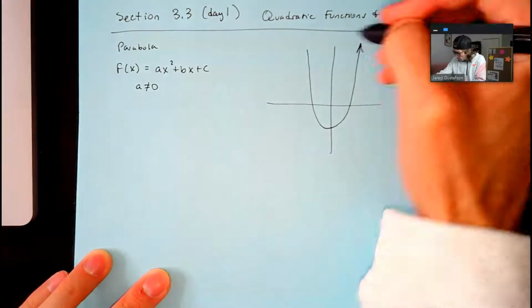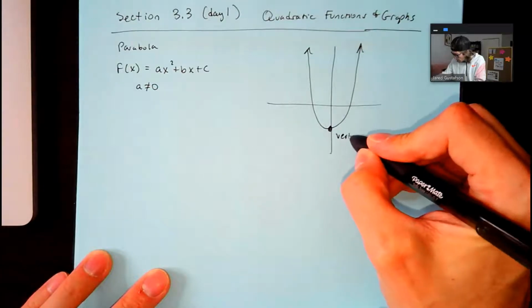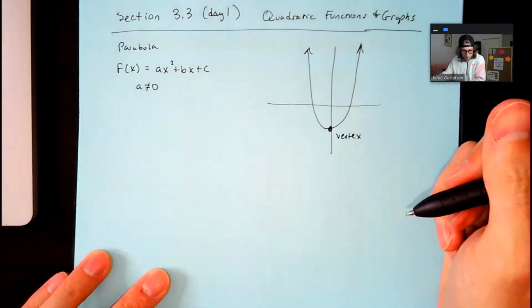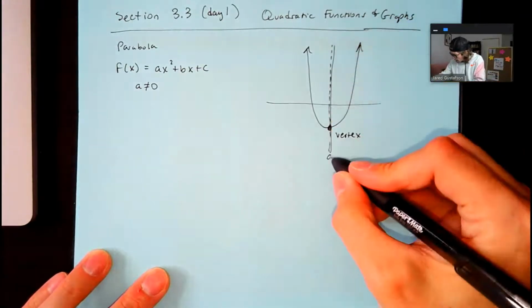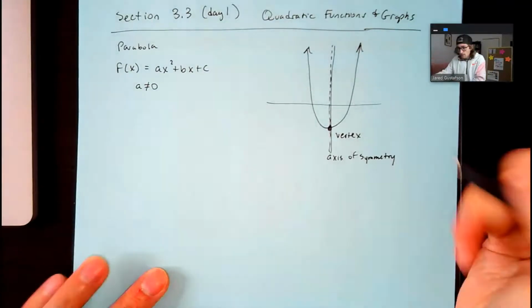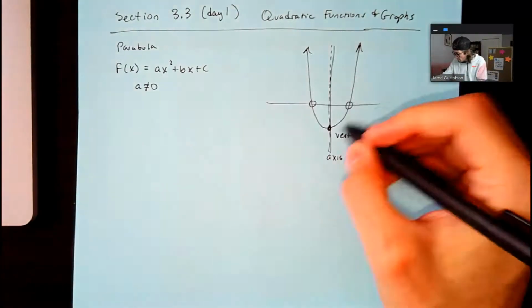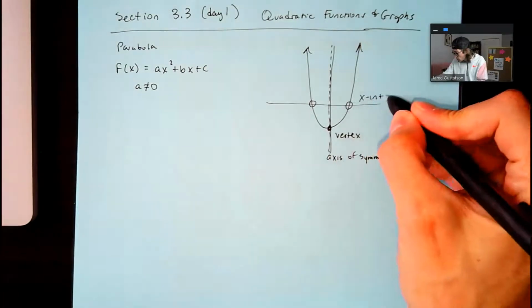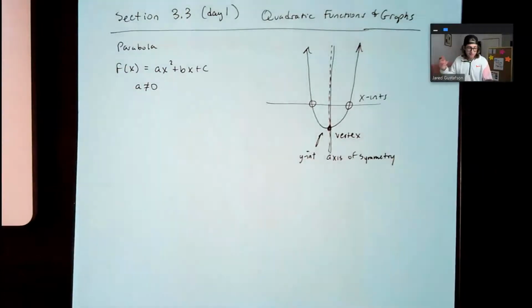Characteristics. We have our parabola. Call this point down at the bottom or top our vertex. Probably shouldn't have drawn it on this, but we have our axis of symmetry, that line that cuts through the center because it's symmetric on both sides. We have x-intercepts, we have our y-intercept, all things that a parabola might have.